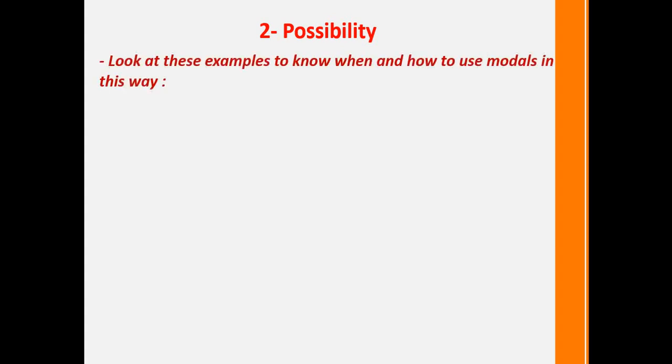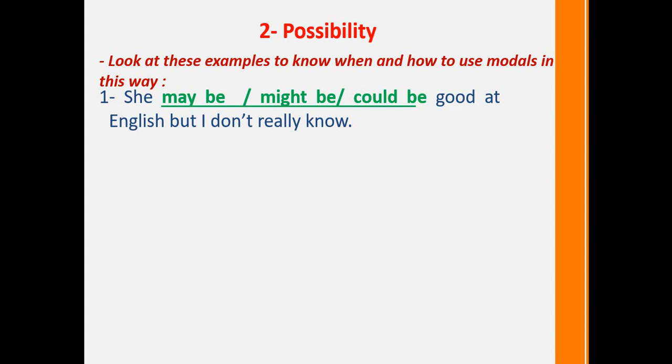The second function of modals. The first function was deduction. Now we move to the second function of modals, which is possibility. Again, look at these examples to know when and how to use modals in this way to express possibility. The first example: she may be, or might be, or could be good at English, but I don't really know.